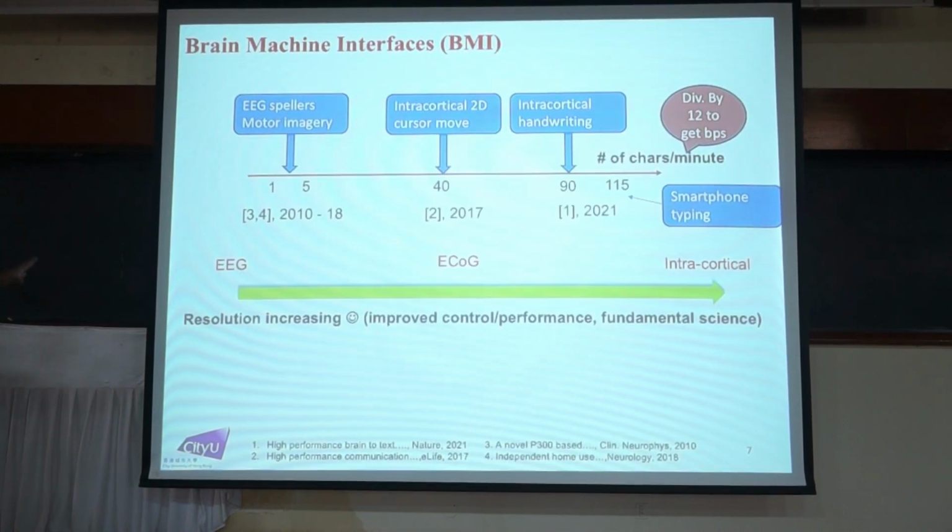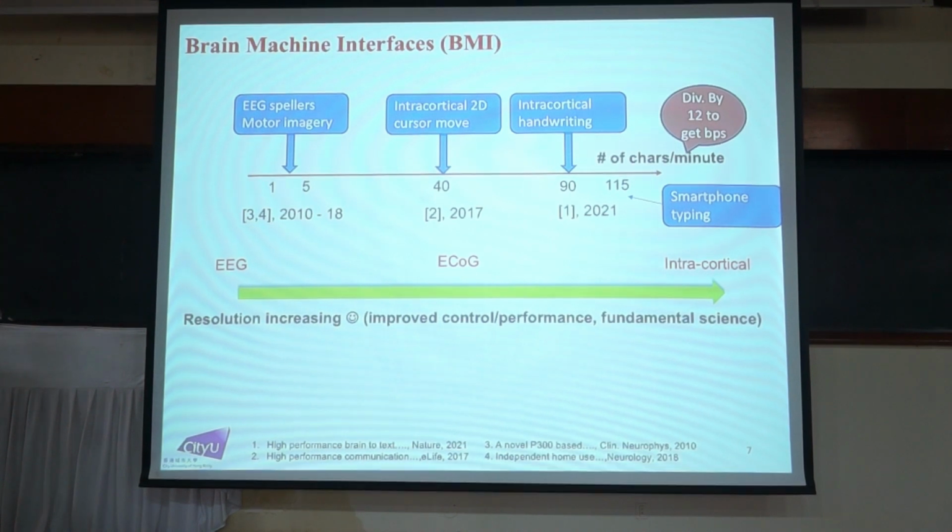Okay, so going back to that earlier picture, if you want to see how much improvement you can get by going towards the right, towards more invasive systems, early days EEG spellers could do about 1 to 5 characters per minute. Okay. So as you move further down, the early systems for intracortical could do about 40 characters per minute.